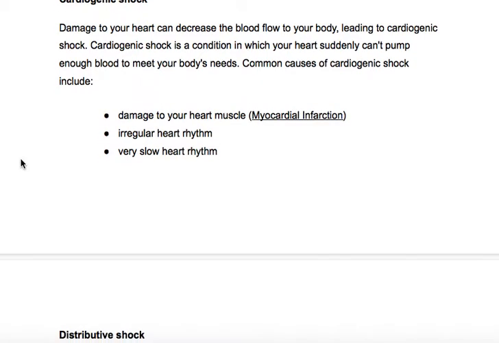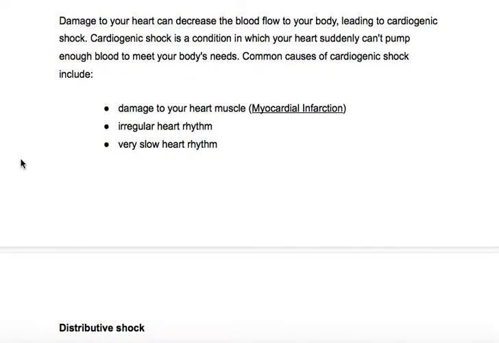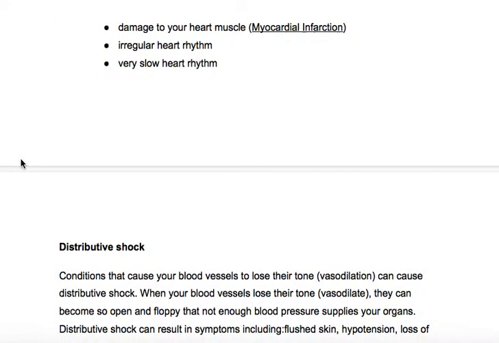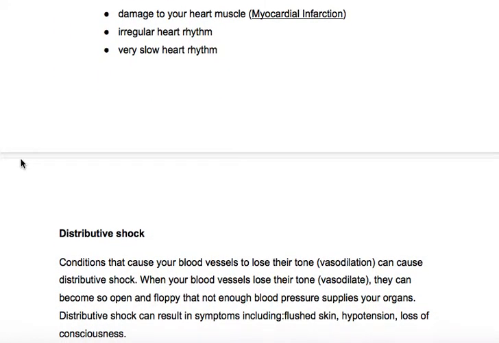So common causes of cardiogenic shock, I think the most common that I found in looking through all this stuff was just a myocardial infarction, of course. Anytime you have ischemia or infarction to the cardiac tissue, it's going to cause a decrease in cardiac function. Any kind of irregular heart rhythms can be significant, or a very, very slow rhythm if your pump isn't working efficiently.